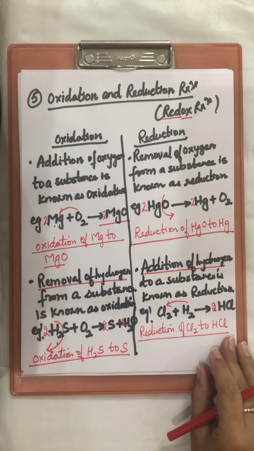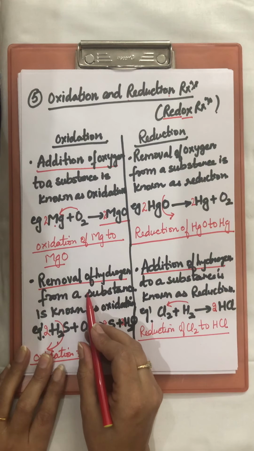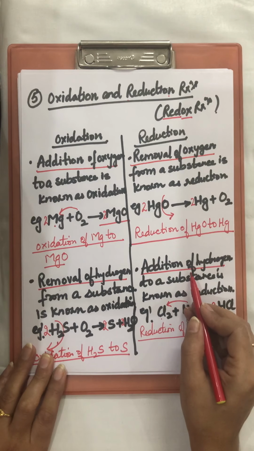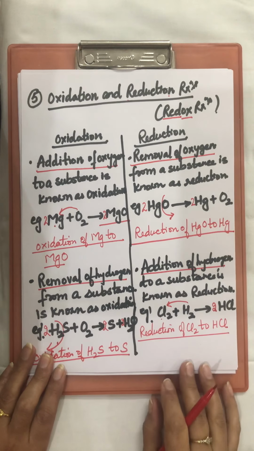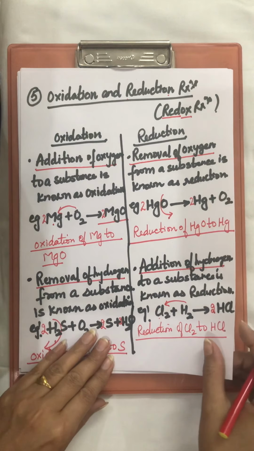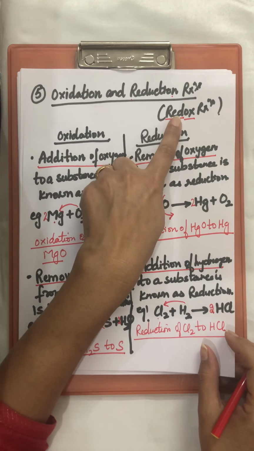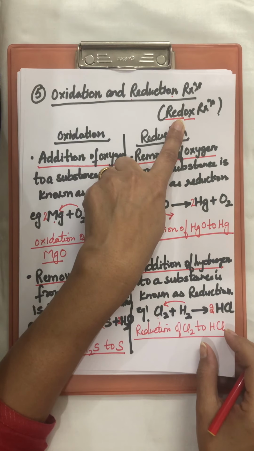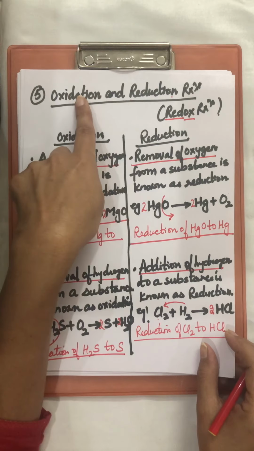So this is oxidation and reduction. Addition of oxygen to a substance or removal of hydrogen from a substance is oxidation. Removal of oxygen or addition of hydrogen to a substance is known as which reaction? That is the reduction reaction. After knowing what is oxidation and what is reduction, now we are moving on to redox reaction. Like I told you, redox is from RED and OX. RED is taken from reduction, OX is taken from oxidation.